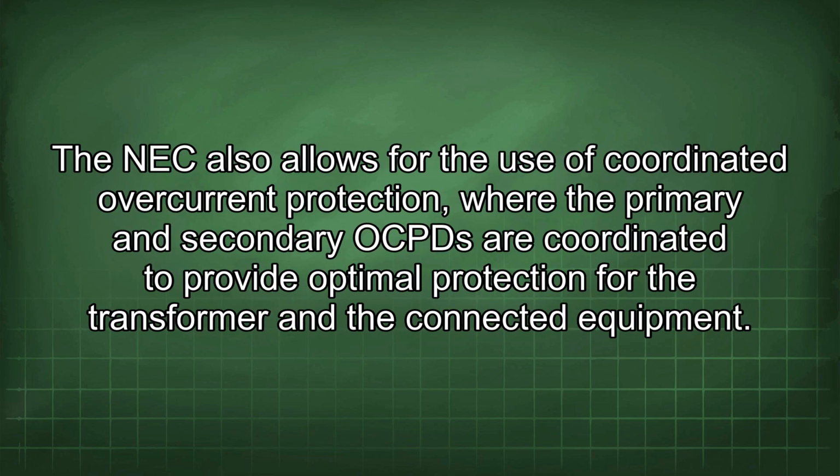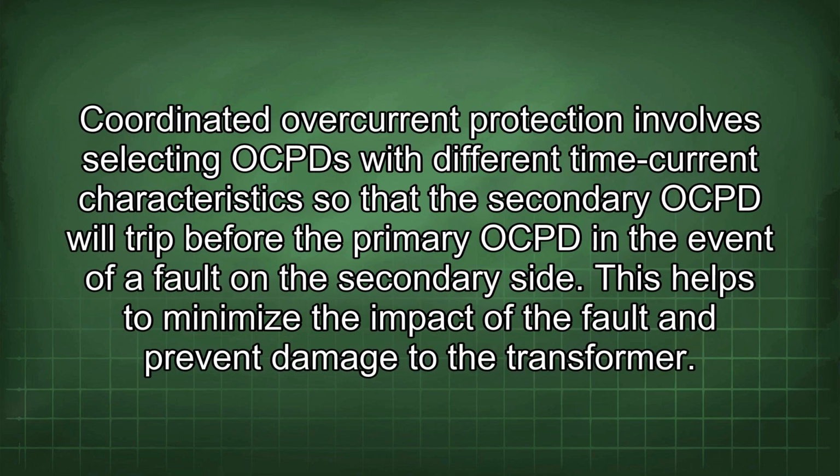The NEC also allows for the use of coordinated overcurrent protection, where the primary and secondary octaves are coordinated to provide optimal protection for the transformer and the connected equipment. Coordinated overcurrent protection involves selecting octaves with different time current characteristics so that the secondary octave will trip before the primary octave in the event of a fault on the secondary side. This helps to minimize the impact of the fault and prevent damage to the transformer.